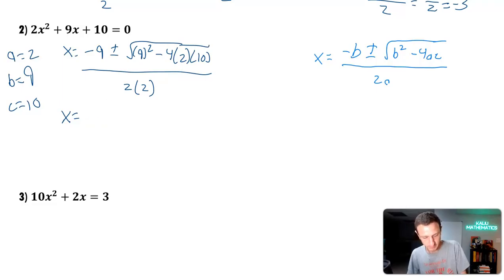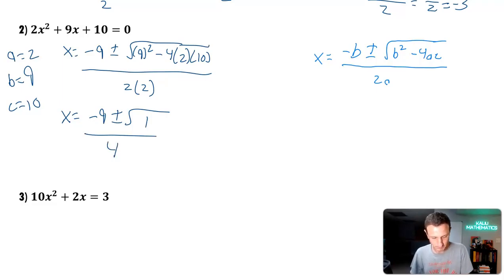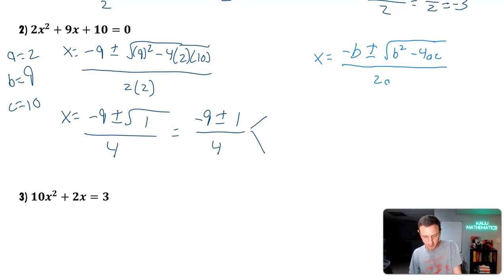Negative 9 plus minus square root of 1 all over 4. Which makes this negative 9 plus minus square root of 1 is 1 all over 4. Separate into our two answers, negative 9 plus 1 over 4, and negative 9 minus 1 over 4. Both of these are going to be some sort of fraction. Oh, the first one actually not.